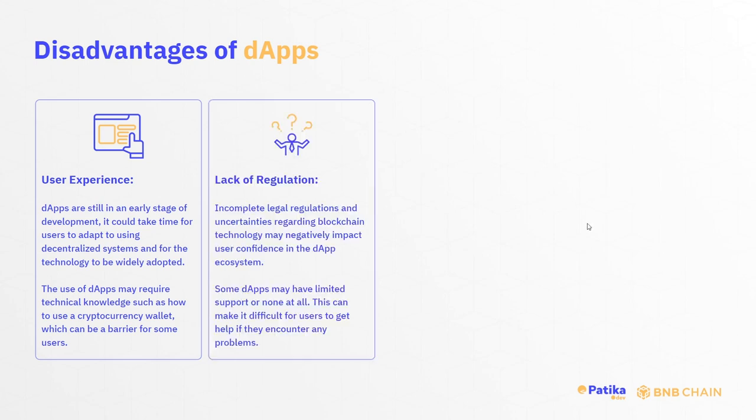Lack of regulation. Incomplete legal regulations and uncertainties regarding blockchain technology may negatively impact user confidence in the dApp ecosystem. Some dApps may have limited support or none at all. This can make it difficult for users to get help if they encounter any problems.